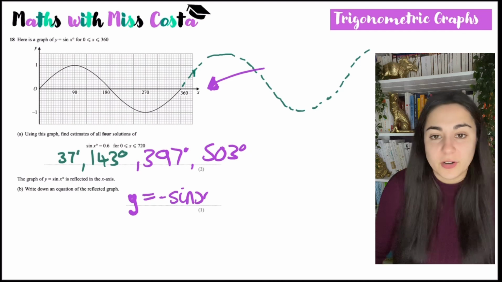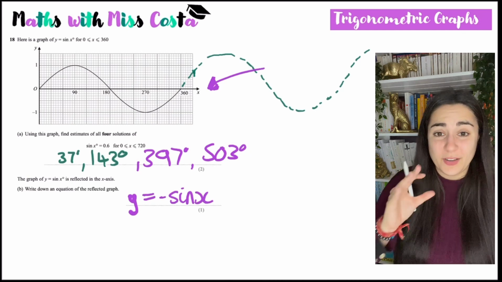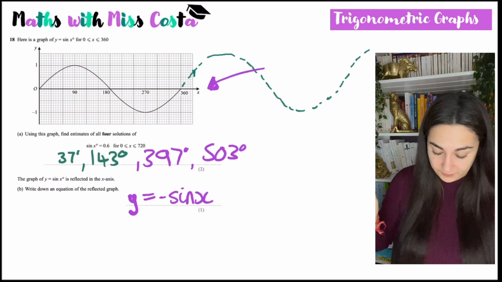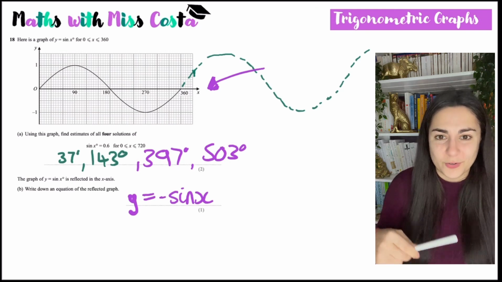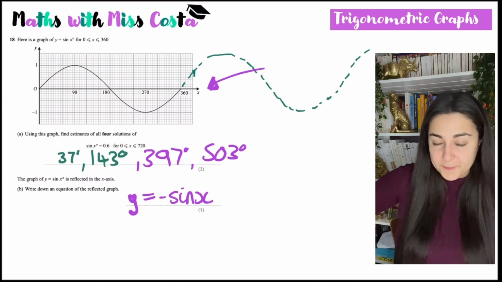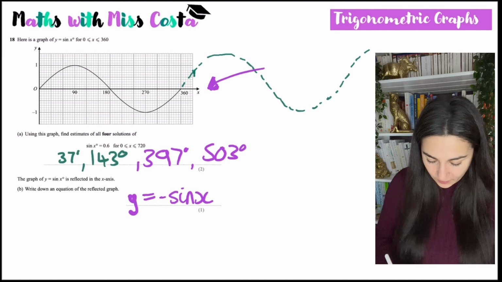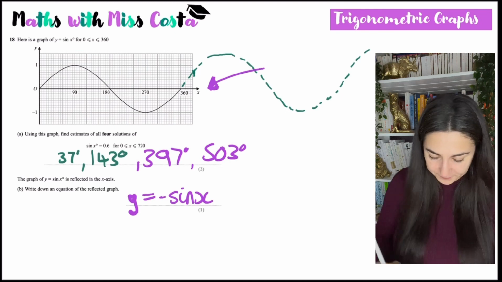Now, trigonometric graphs, to understand them, you really need to properly understand them. So if you don't know why, then watch the video that I've got on trigonometric graphs, because that will explain it. But basically, a reflection in the x-axis is the negative version of the graph. So it'd be y equals minus sine x.